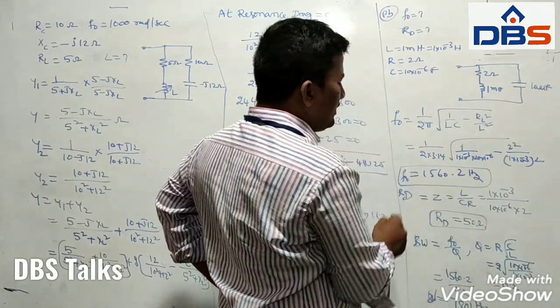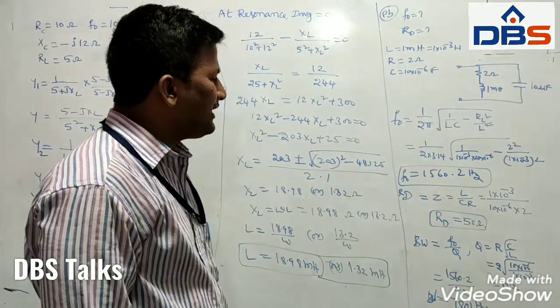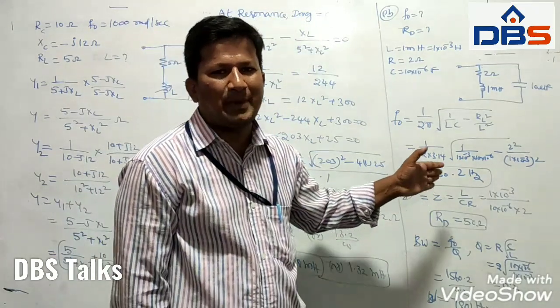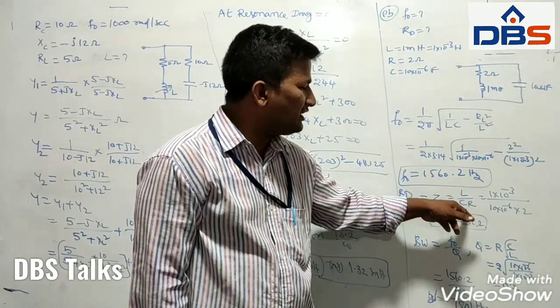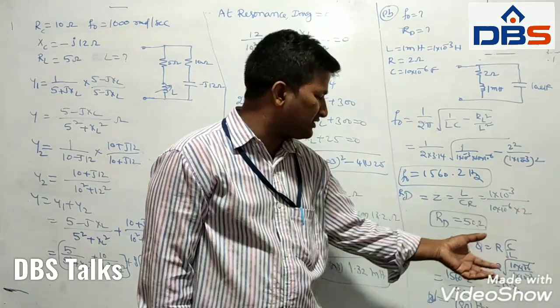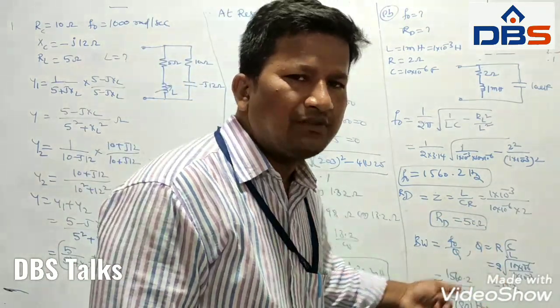For getting this one, 1560.2 Hz. Now find out the dynamic resistance. Dynamic resistance is nothing but the impedance of a parallel circuit, that is L by RC. So L value 1 into 10 power minus 3, C value 2 into 10 power minus 6, that is getting the RD. Dynamic resistance or impedance of the parallel circuit is 50 ohms.